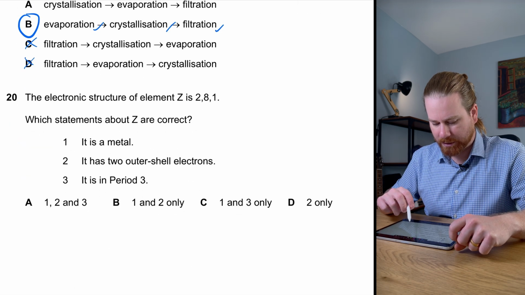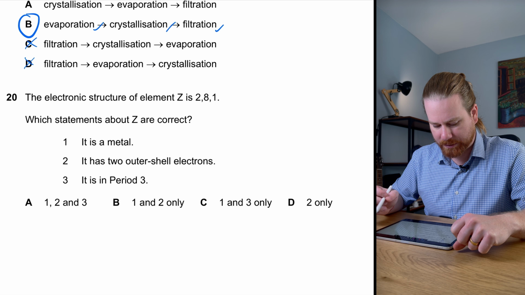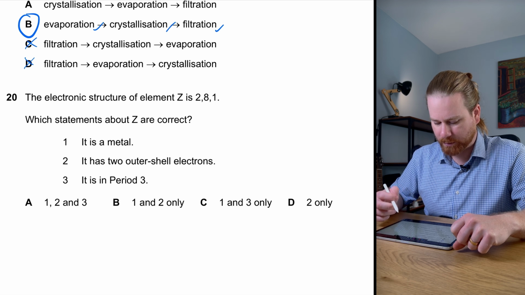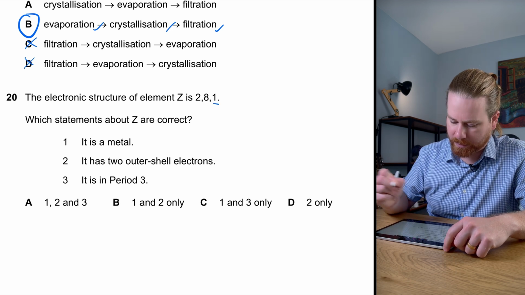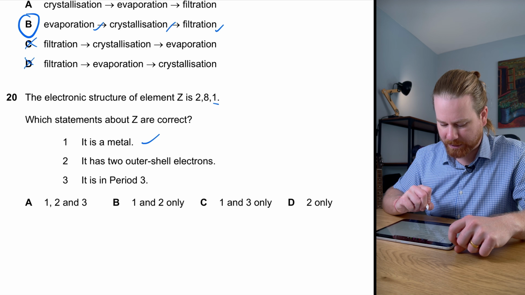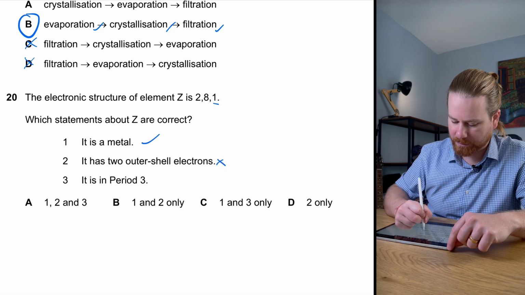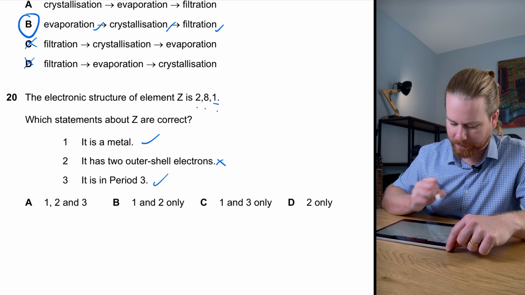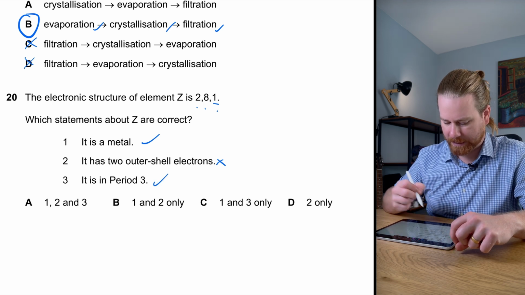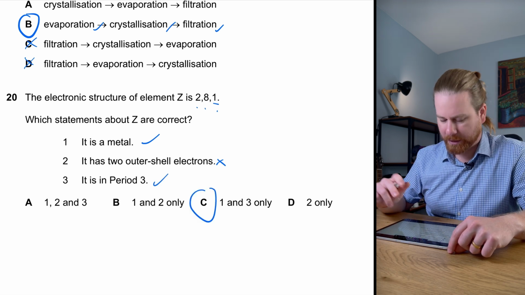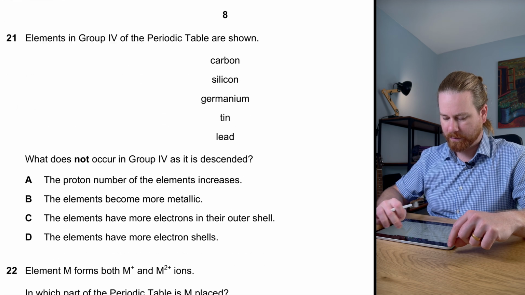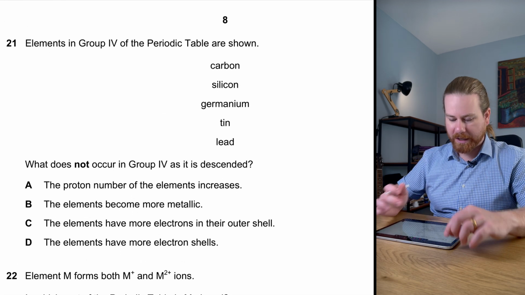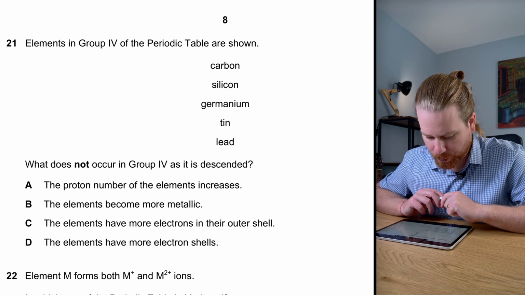The electronic structure of element Z is this. What is true about this? Well, it is in group 1, so it is a metal. It has 2 outer shell electrons? No way. And it's in period 3. Well, we've got 1, 2, 3. So yeah, it is in period 3. So 1 and 3. There we go. Happy days. Halfway through.